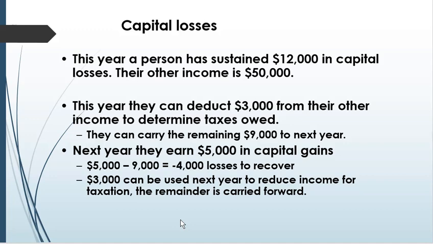Now next year they earn $5,000 in capital gains. So they have $5,000 in gains, subtract the capital loss remaining of $9,000. They now have $4,000 in losses to recover. Of course, they have a maximum. They're only allowed to recover or write off $3,000 a year. That means the remainder, the other $1,000, will be carried on to the next year.